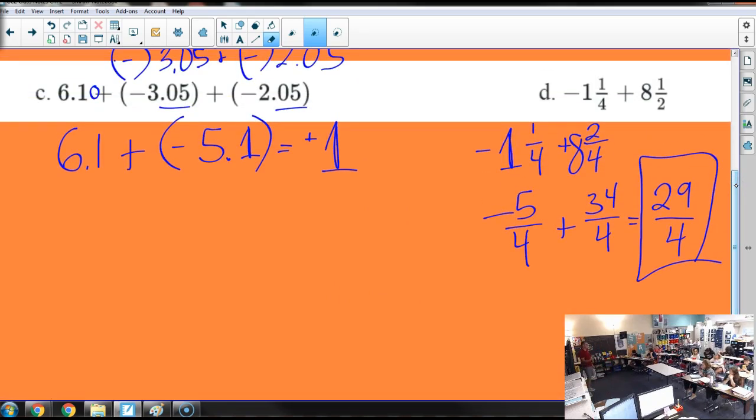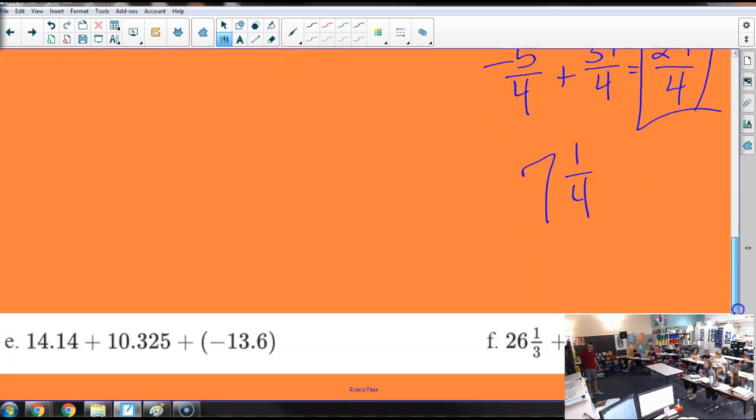29/4, what is the whole number we can pull out of that? 4, 8, 12, 16, 20, 24, 28. Yeah, 7. 7 and... come on. Just can't quite make it. 7 1/4. If you make it mixed, which you don't have to unless you're asked to make it mixed. Unless I ask you, you can leave improper fractions as improper fractions.